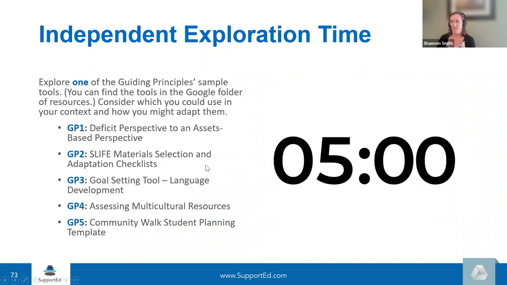Great. So we're going to take about 5 minutes to do some independent exploration. I think Diane Choi already put in the link to the Google Drive or the Google folder that has all of those guiding principle tools. They're all labeled 1, 2, 3, 4, and 5. Take a look at just one of them and consider which you could use in your context, how you might adapt it for your world. Feel free to turn off your screens while you explore that. And we'll set the timer for 5 minutes.